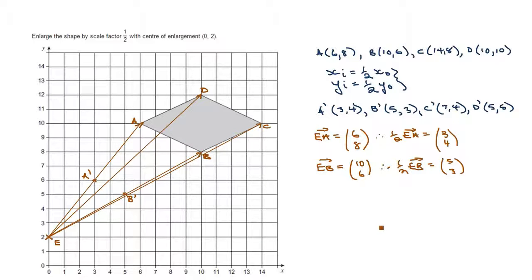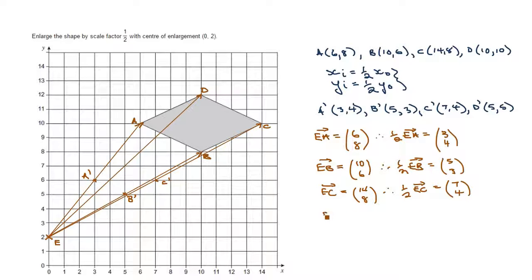Okay. E to C then. E to C is going to be 14 along and 10 minus 2, 8 up. So half E to C is going to be half of 14, 7, half of 8, 4. Okay, so 7 along, 4 up. It's going to take us to this point here. So that's the position of C prime.